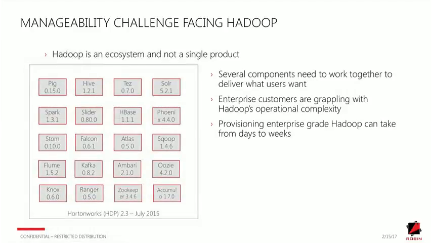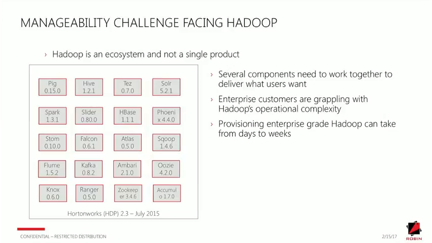So there are several components that need to work together if you want to build your data pipeline using just Apache products. These are all the components that came out in Hortonworks 2.3, and it's a bit dated, but these are all the versions. Any change in the version becomes a nightmare for operations to keep up to speed with the changes in each of these components. And provisioning of enterprise Hadoop takes days, weeks. It's a very arduous task.